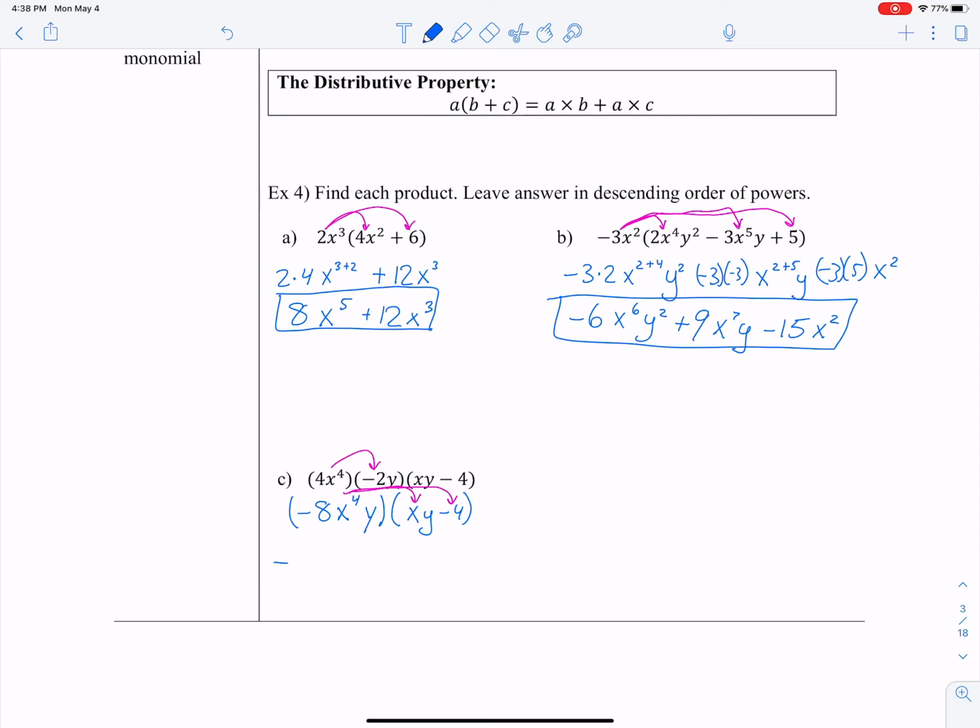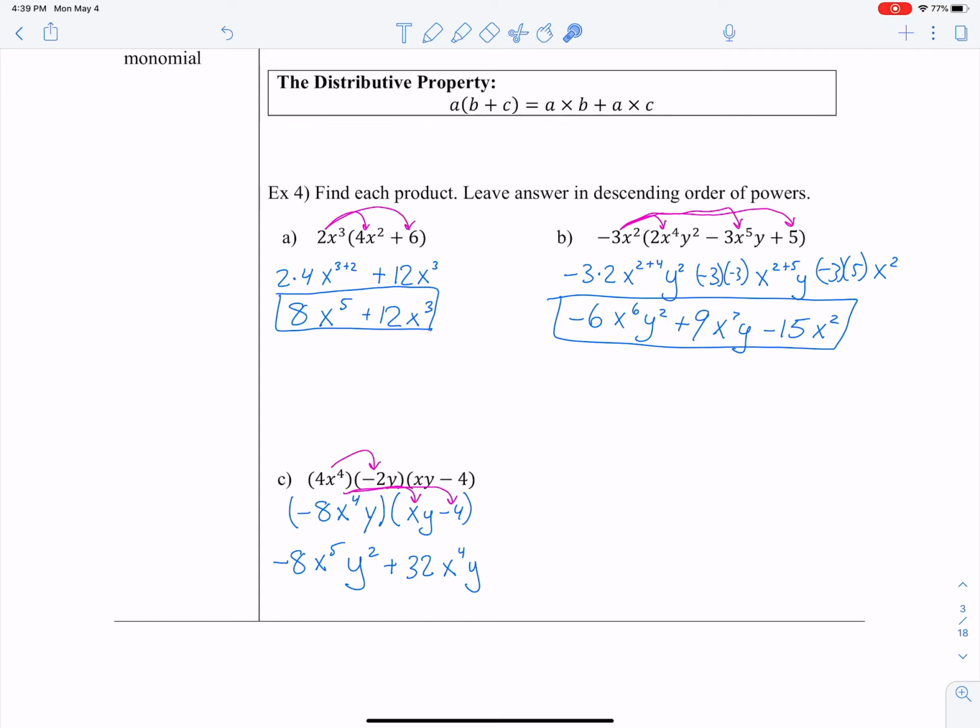So we have minus 8. Now here we have x to the 4 and x to the 1. So that's going to give us x to the 5. And we have y to the 1, y to the 1. So that's going to give us y to the 2. And then we have minus 8 times minus 4. It's going to give us positive 32. And there's nothing to multiply my letters by, so I just rewrite them, x to the 4y.